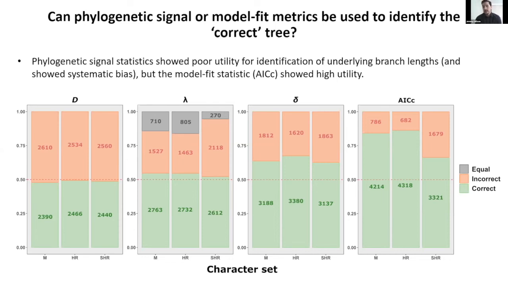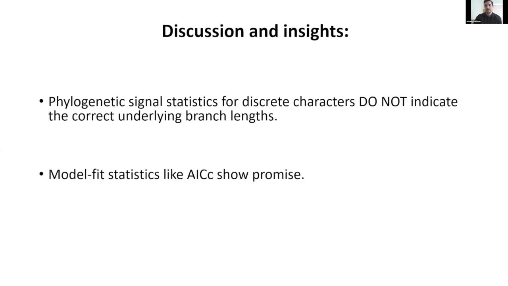But we found that actually the classic model testing statistics like AICc generally showed better model fit on the tree with the branch lengths that actually underlied the character's evolution. So that showed some promise in selecting the correct tree.